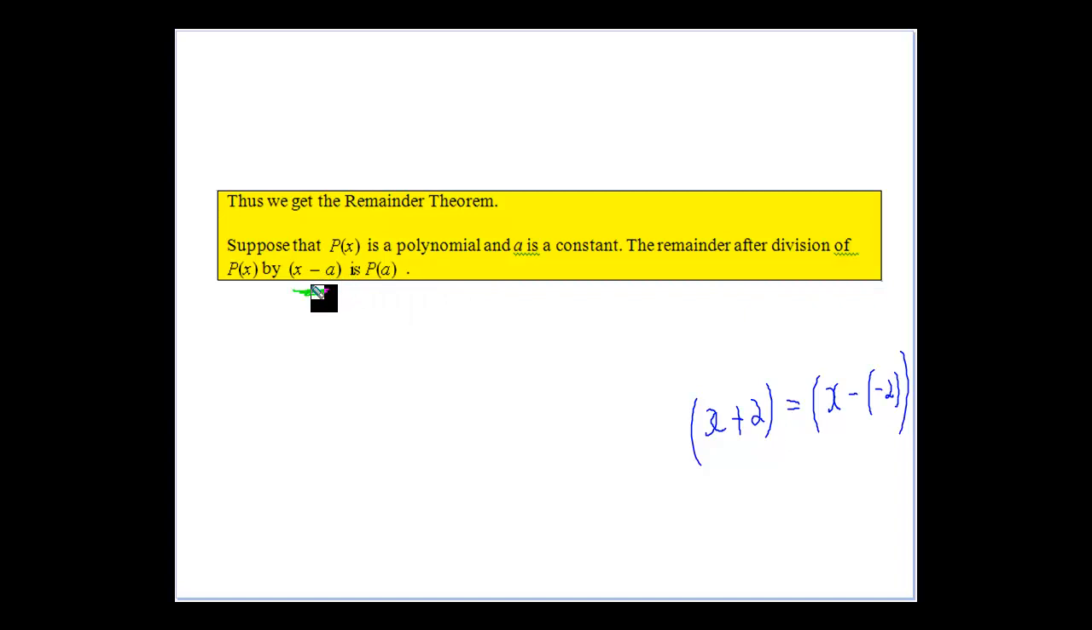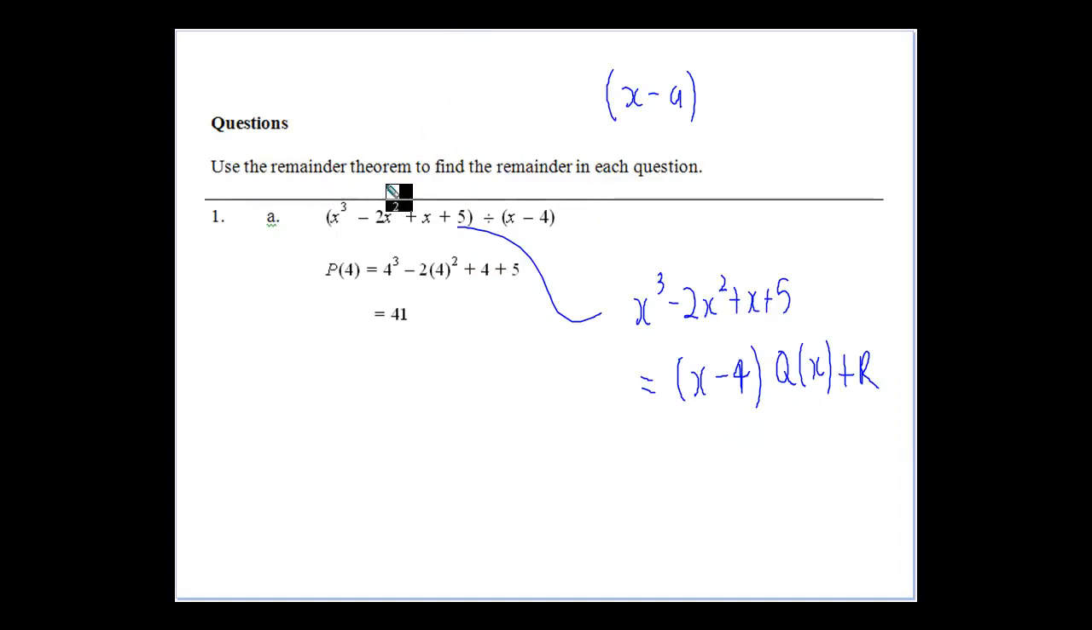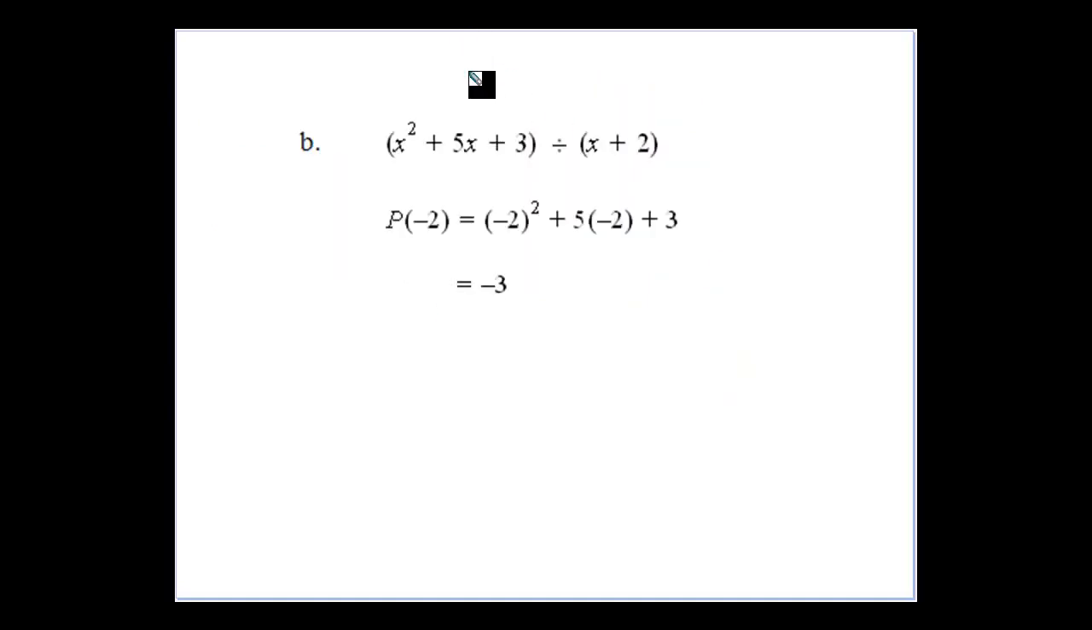If it was x plus a we're dividing by, then a would be a negative term. So using the remainder theorem, dividing by x minus 4, what would be the remainder? We substitute P(4) and get 41. We don't even need to do the division, because it's in the form x minus 4 times something plus a remainder, and that remainder will be 41. It's an easier way to get the remainder without actually doing the division.